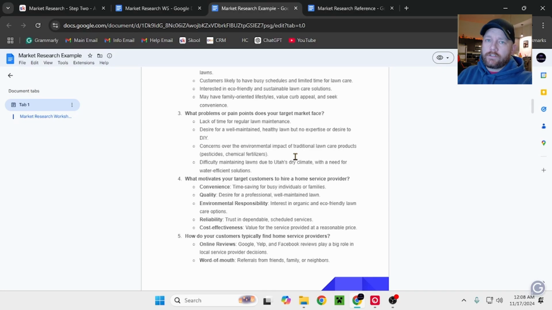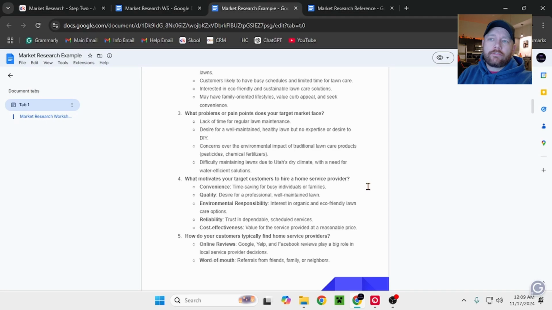So they're willing to pay a little extra to save the environment. And then maybe they have difficulty maintaining their lawn because it's dry in Utah. And so they need you to come in and revamp their irrigation system and do your technology stuff, because that's what your company is special at. And you're going to make it so that their water is more efficient, that it has a lawn monitoring system and everything's monitored.